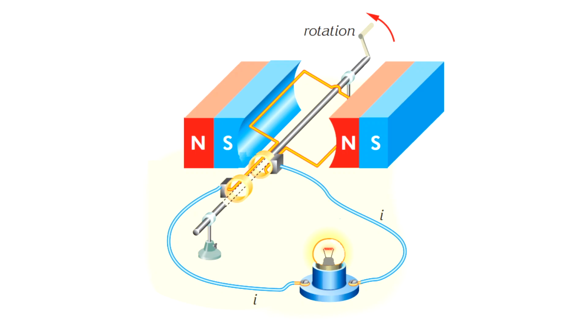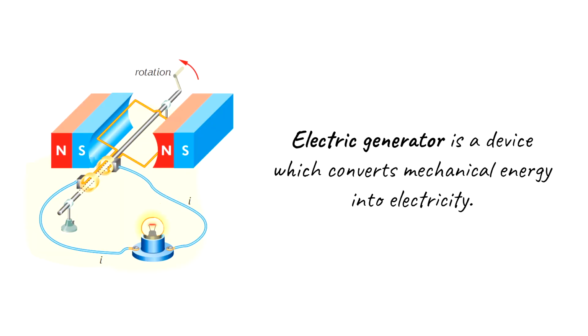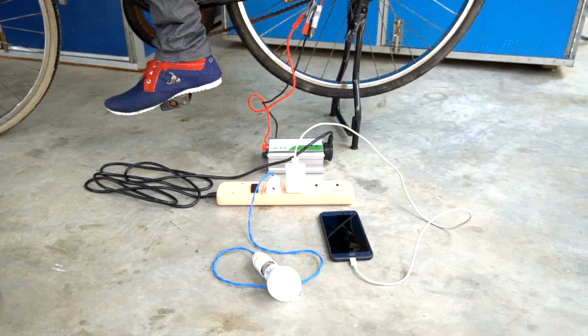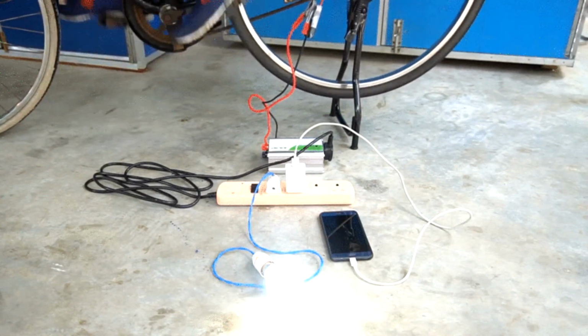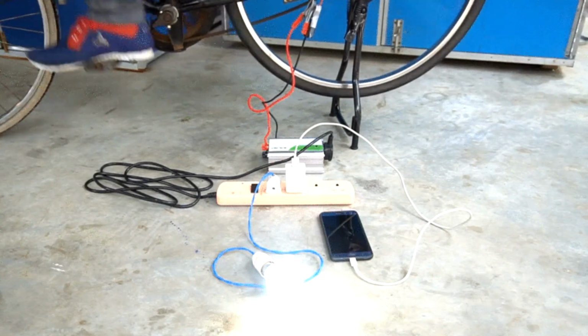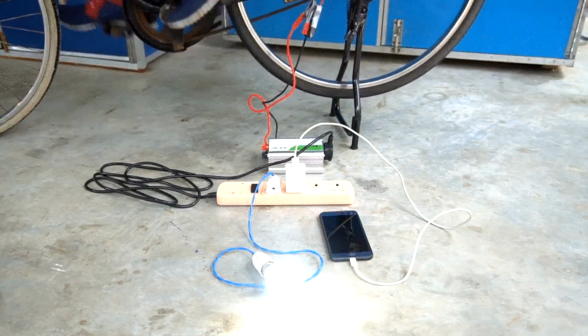This is the simplest electric generator. We see that by the rotation of the coil, we can generate a current. An electric generator can be defined as a device which converts mechanical energy into electricity. Generators don't create electric energy from nowhere. Instead, they convert mechanical energy to electricity.